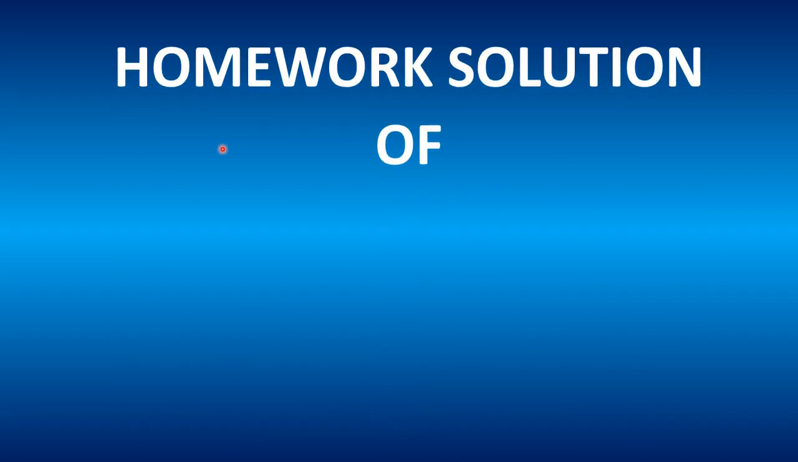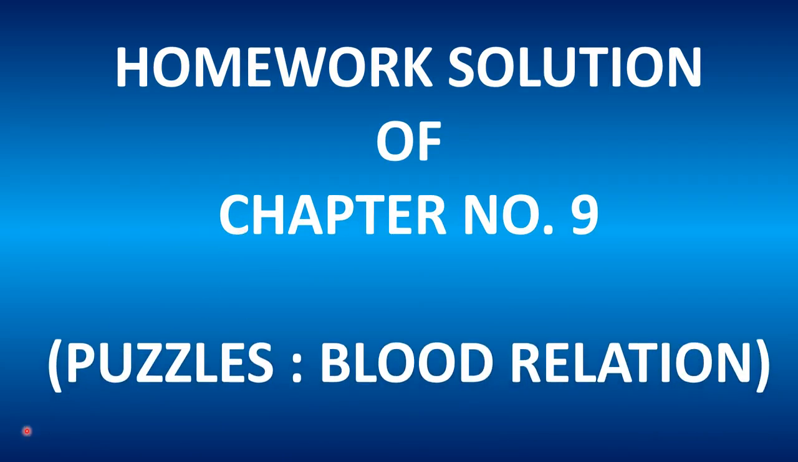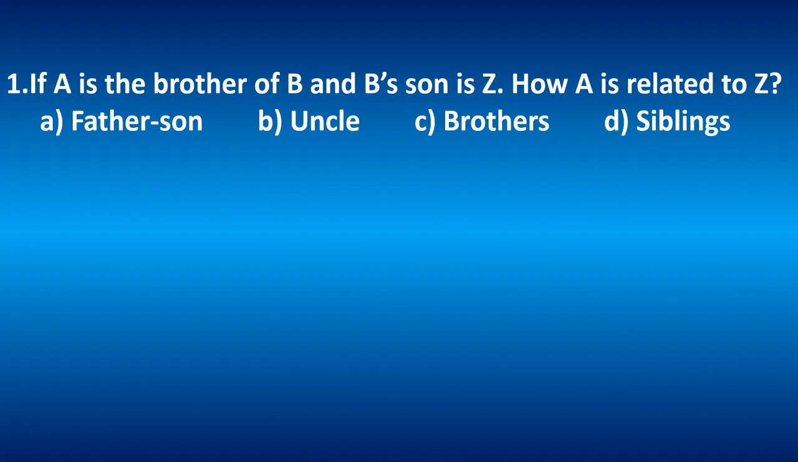Now the homework solution of chapter number 9. Puzzles, blood relation. Now in question number 1, it is given if A is the brother of B and B's son is Z. अगर A जो है वो B का भाई है और B का बेटा Z है, how A is related to Z. तो हमें बताना है कि A और Z का क्या रिलेशन है. So here options are A father son, B uncle, C brothers and D siblings.